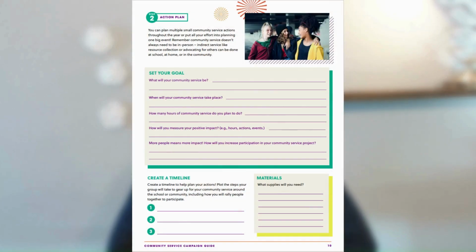In this video, we're going to talk about step 2 of the campaign guide, which walks your students through planning how they want to take action on the issue that they have identified as a class. And remember, this campaign guide is created to go along with our lesson packages, so don't forget to use that as a resource in your students' action planning as well.